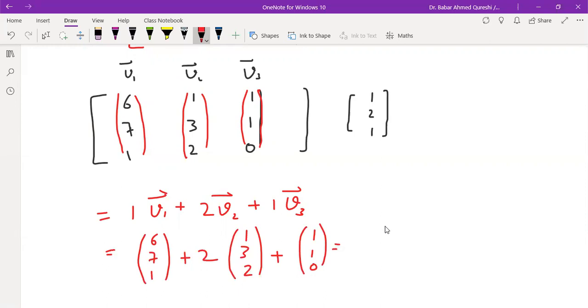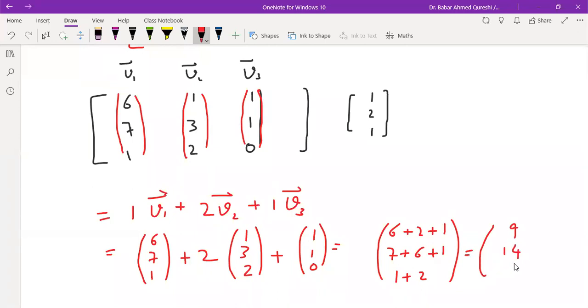And you get 6 plus 2 plus 1, 7 plus 6 plus 1, and 1 plus 2. So you get a 9. That is 1 plus 4, 1 plus 4, 1 plus 4, 5. Yeah, so that's the idea.